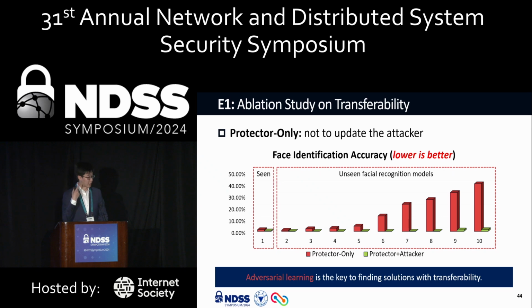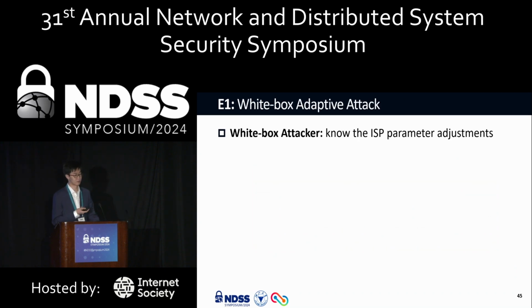We also conduct an ablation study to identify the source of transferability. We found that if the attacker Eve is not updated during the ISP parameter optimization process, the effectiveness of anti-facial recognition will be greatly reduced on the unseen facial recognition models. This implies that the adversarial learning framework is a key to finding solutions with transferability.